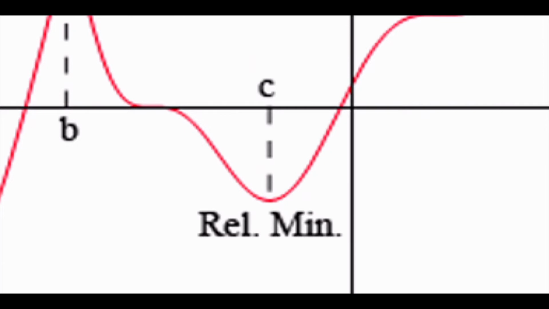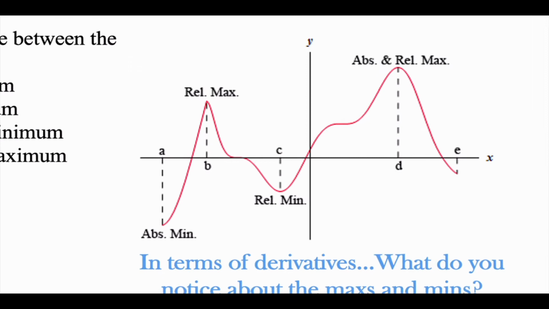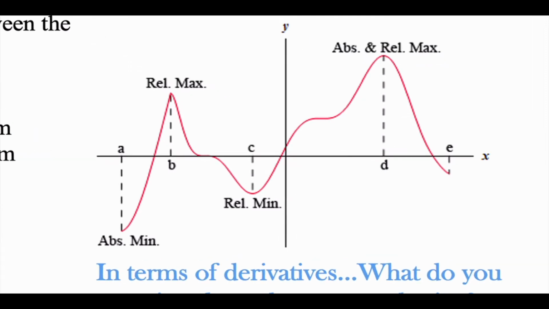Same thing with relative minimum. C is a relative minimum. It's not the overall minimum, but it is a minimum, so we call it a relative minimum. We call the highest point and lowest point overall the absolute maximum and minimum, but we call the high points and low points in between relative maximums and relative minimums.